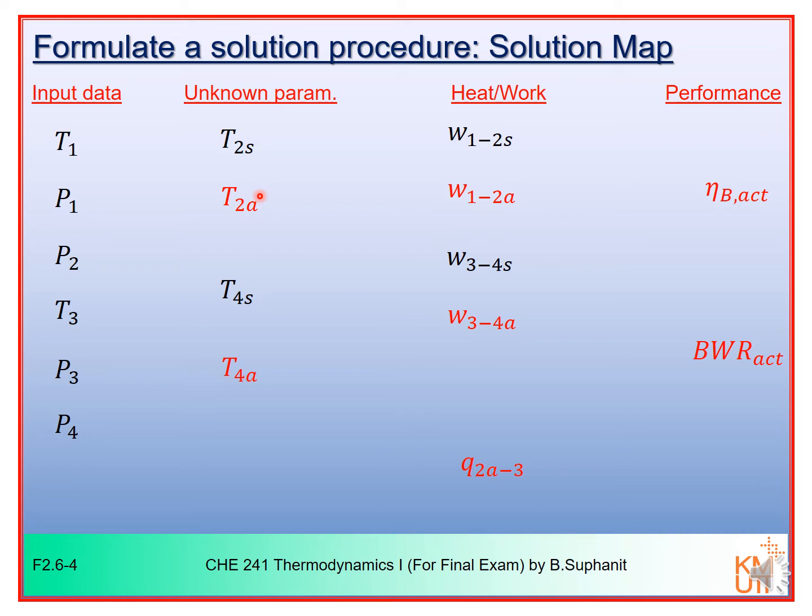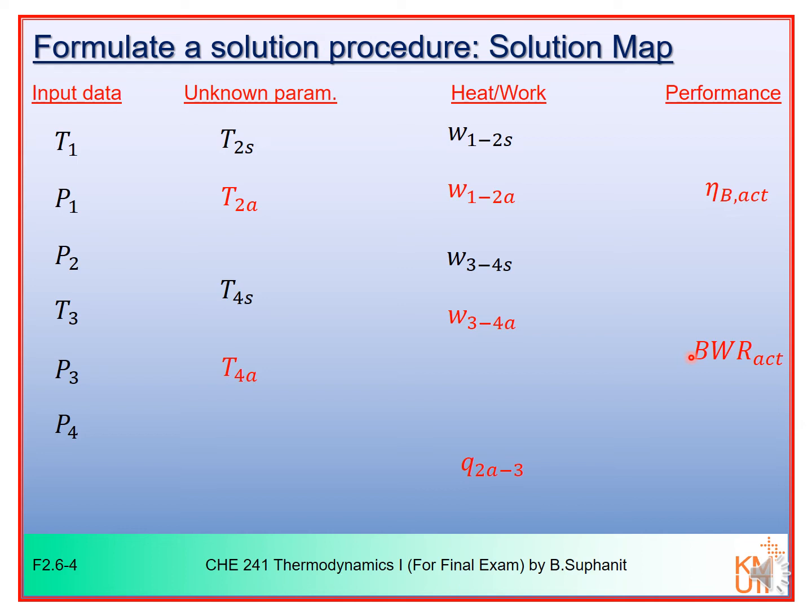The heat and work variables at isentropic conditions are also determined previously. The heat and work variables at actual condition, or W12A, W34A, and Q2A3 are not yet calculated. Finally, two performance indicators, which are Brayton cycle efficiency and back work ratio at actual condition, are to be determined.